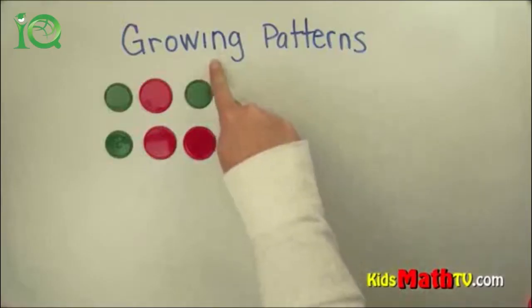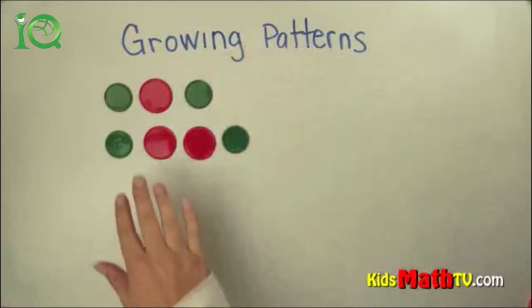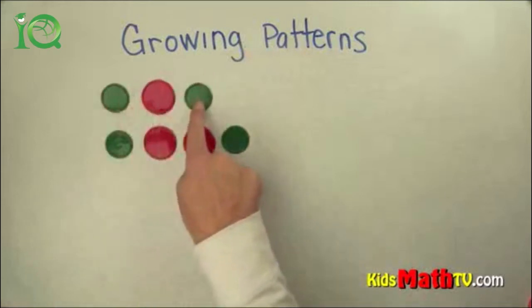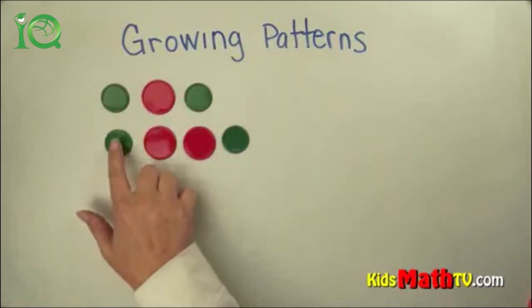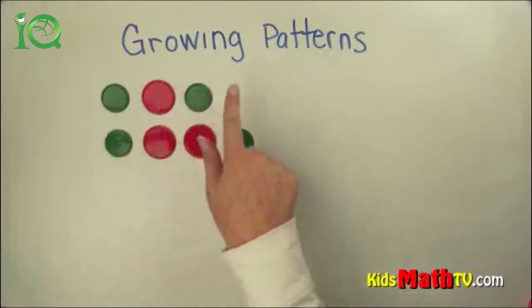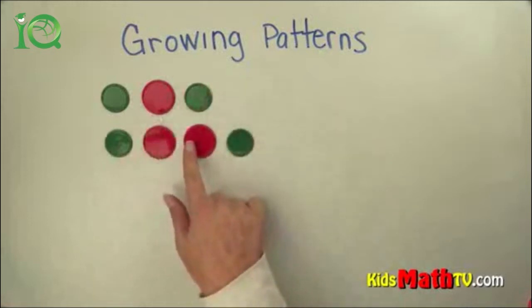In this lesson, you will learn about growing patterns. So here we have a pattern that's starting. We have green, red, green. And then the next one is green, red, red, green. So in this pattern, the part that's growing is the red.